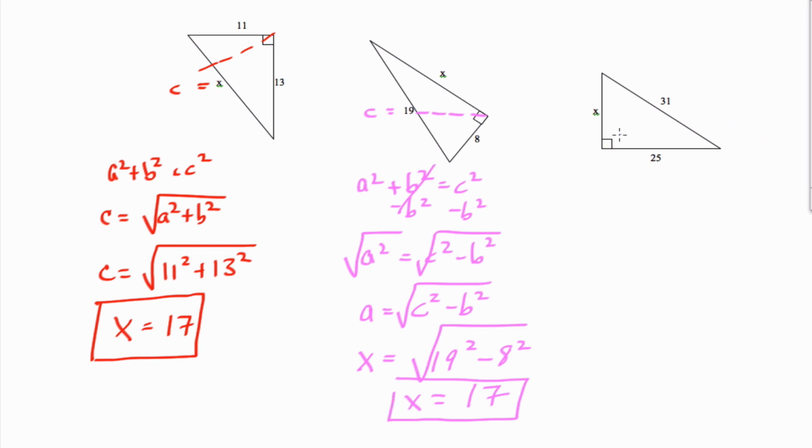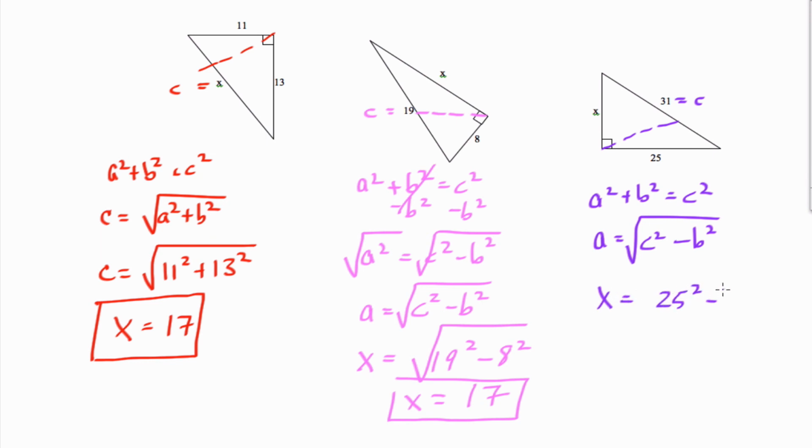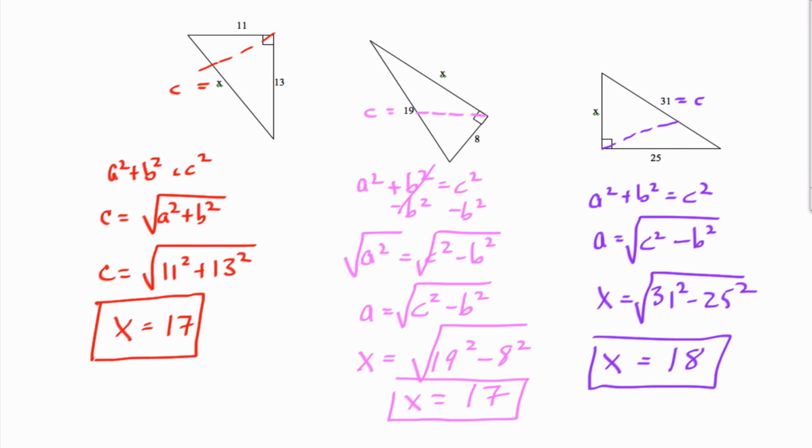And now we'll do this problem here. This is the last one in the second row. I go across. This is C. I can call this either A or B. So I'm going to set it up exactly the way I set the previous problem up. A squared plus B squared is C squared. A is the square root of C squared minus B squared. I'm still calling it x. So x is going to be the square root of 31 squared minus 25 squared. And when you put that in your calculator, you hopefully get 18. And we'll put a circle around that.